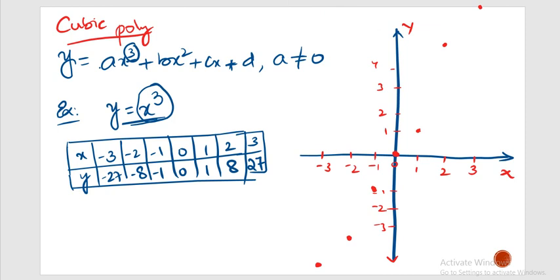Now we need to join these points. When I join these points, I will get a graph like this, somewhat like this. Suppose minus 2 comma minus 8 is somewhere here. If you draw it on graph paper, then you are going to get the perfect graph. Here I have taken approximate values, so if I draw the graph like this, I get some graph like this, right?